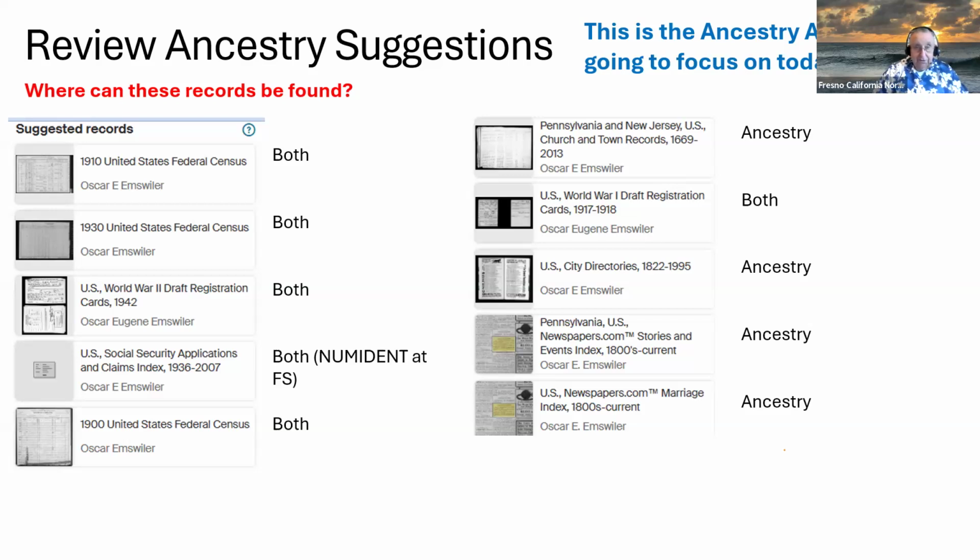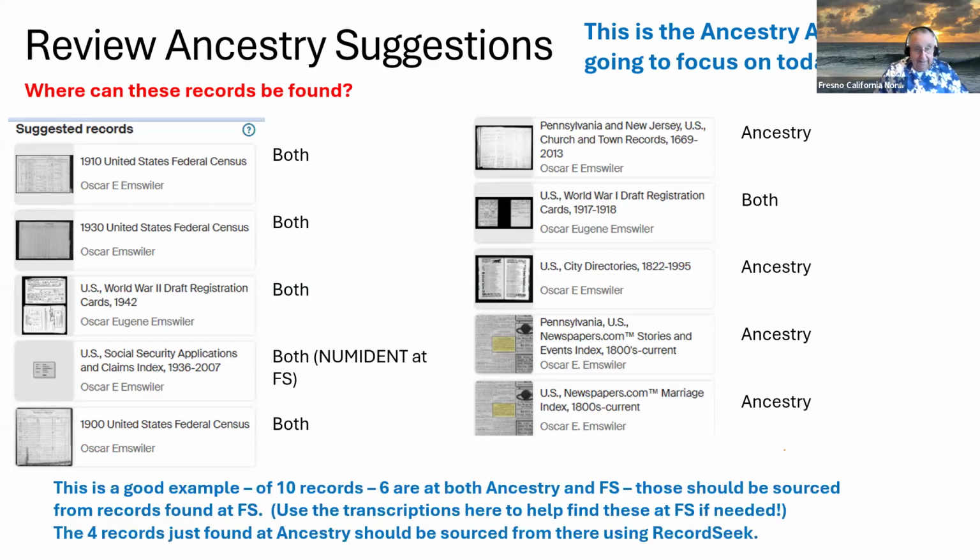Okay, and so this is the person that we looked up, Oscar Emsweiler, and he has 10 of these suggested records. And it's a very typical 10. 6 of the 10 are Ancestry records that are also at FamilySearch. And so for those, we'll go over to FamilySearch and source them. And then there's 4 that appear to be unique to Ancestry. And so for those, we'll use RecordSeek to attach them over at FamilySearch. That's very typical kind of breakdown.